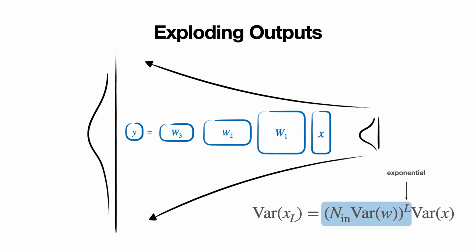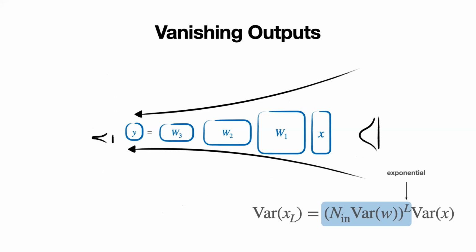Okay, so then you can say, let's just reduce the variance of the weights. If, for example, the variance of the weights were 0, then the output is 0. But let's say we have very tiny weights, then you can have the opposite problem. Exponentials work both ways.